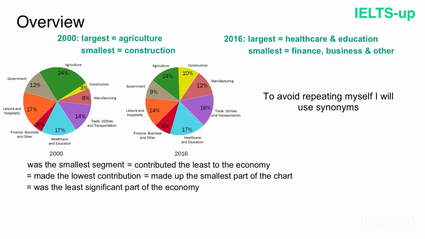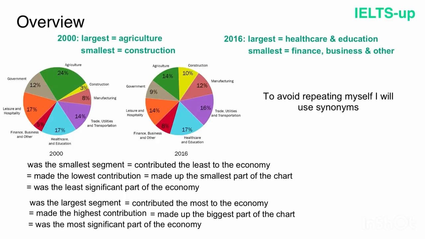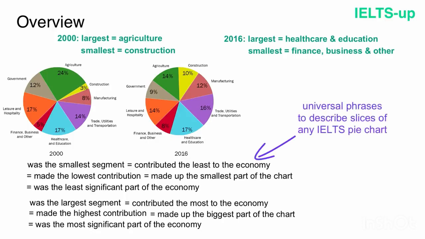And the same for the largest slice. "Was the largest segment" can be replaced with "contributed the most to the economy", "made the highest contribution", "made up the biggest part of the chart", "was the most significant part of the economy". If we take away the word economy, you can notice that these phrases are universal phrases to describe slices of any IELTS pie chart. Keep in mind this useful vocabulary.